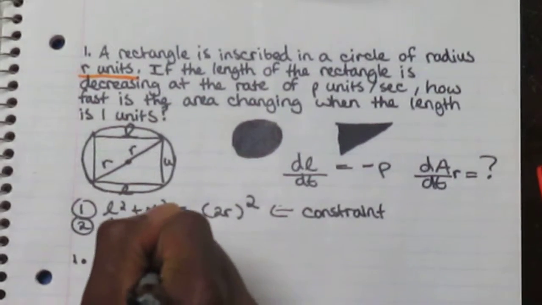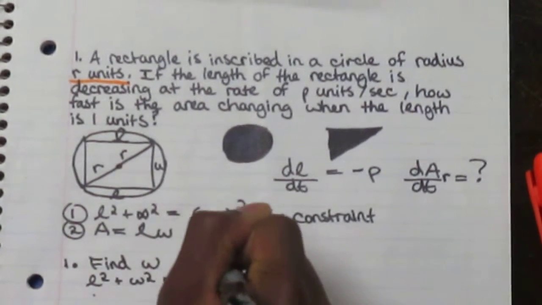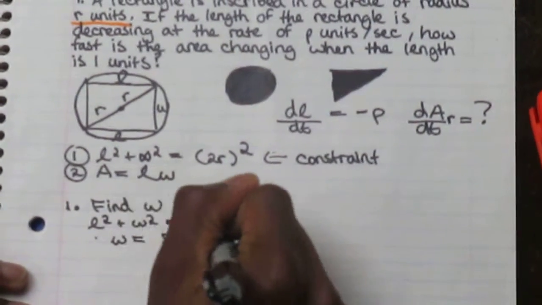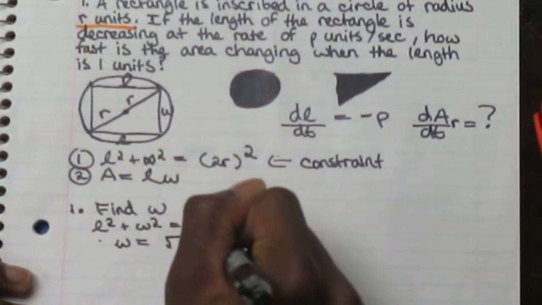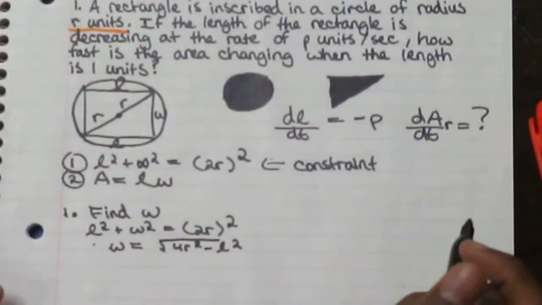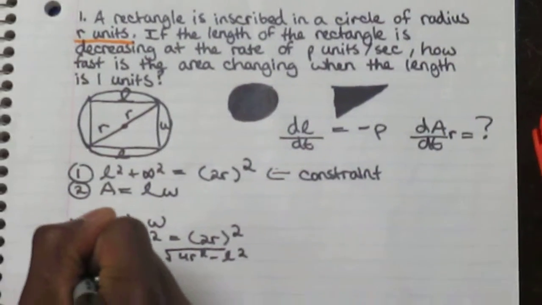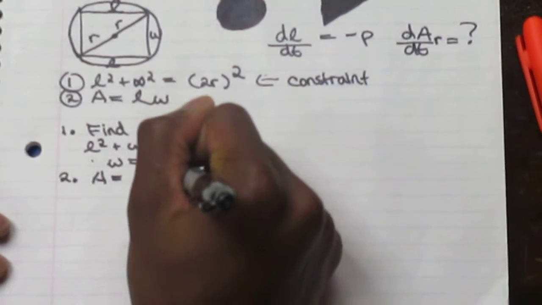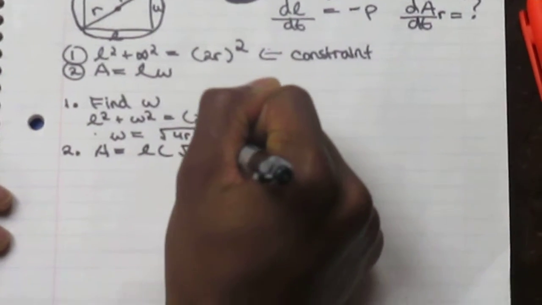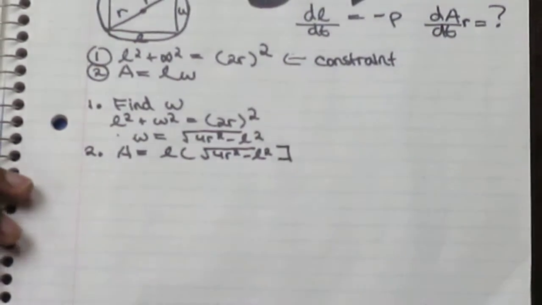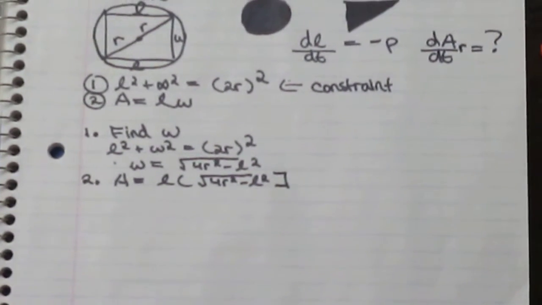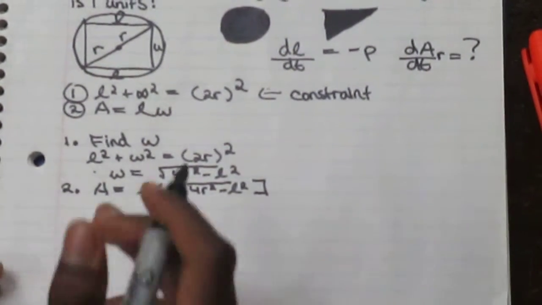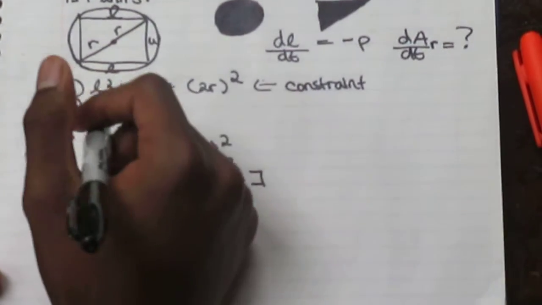L squared plus W squared equals 2R squared, so W equals the square root of 4R squared minus L squared. So now that I have this, I want to plug it into my area equation. A equals L times the square root of 4R squared minus L squared. Now where do I go from here? I'm trying to find dA dt. In order to do that, I need to take the derivative of the area.